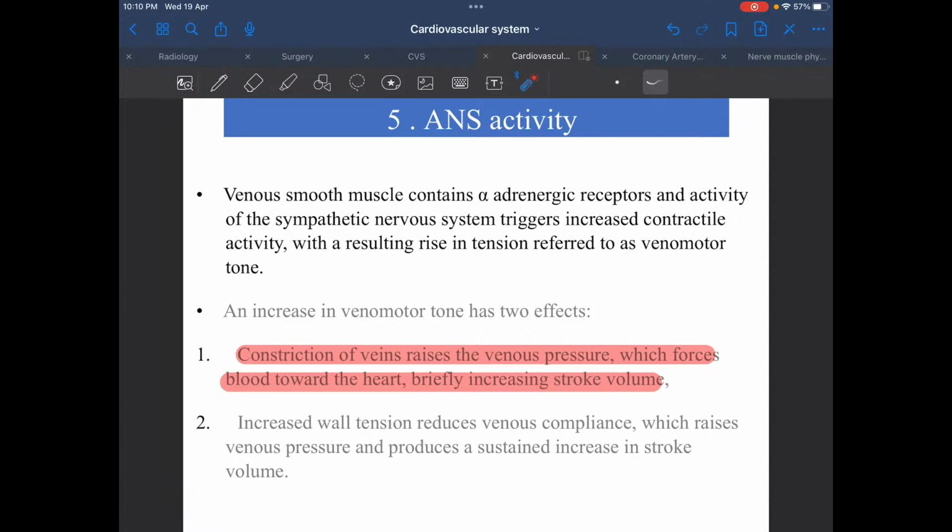ANS activity is very important because these veins have alpha-1 receptors. Whenever the sympathetic nervous system is activated, it activates this alpha-1 receptor, and we know alpha-1 receptor is a Gq-linked receptor, which leads to vasoconstriction, or it would be appropriate to call it venoconstriction. Whenever venoconstriction is there, the compliance of the veins falls. And now what will the vein do? The vein will try to empty itself into the heart again. That is due to your ANS activity.